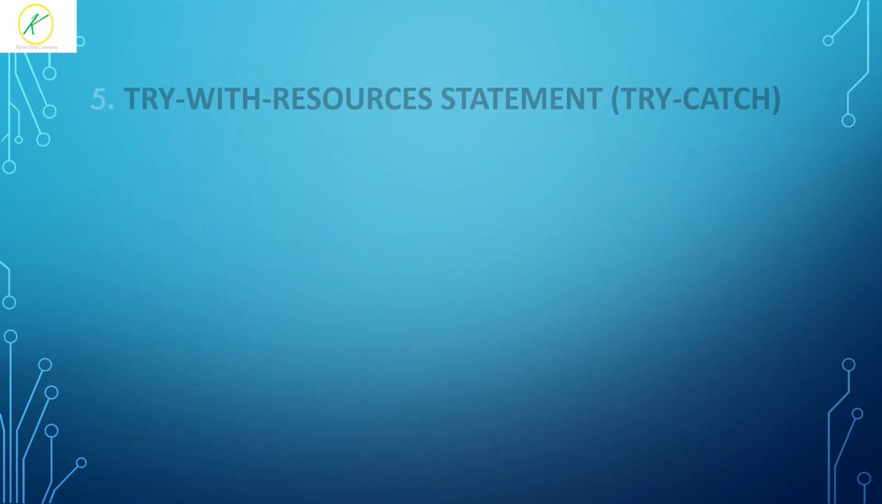Resource management is a critical aspect of programming, and it involves efficiently handling and releasing resources such as file handles, network connections, database connections, and more. In Java, managing resources is crucial to avoid resource leaks, ensure proper cleanup, and improve the overall reliability and efficiency of your code. Let's discuss some of them.